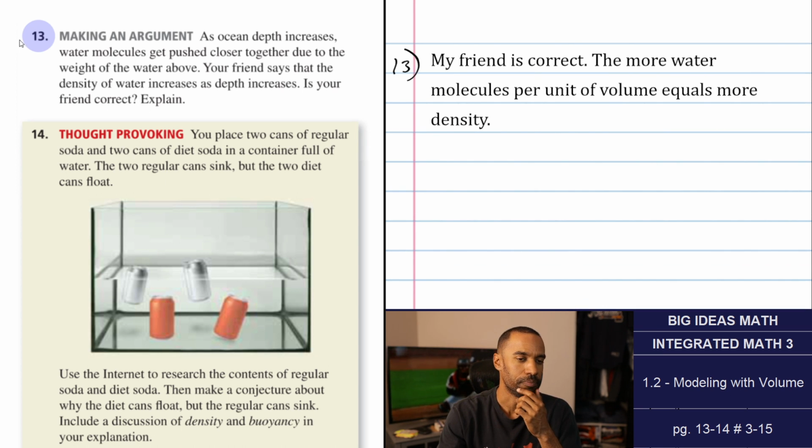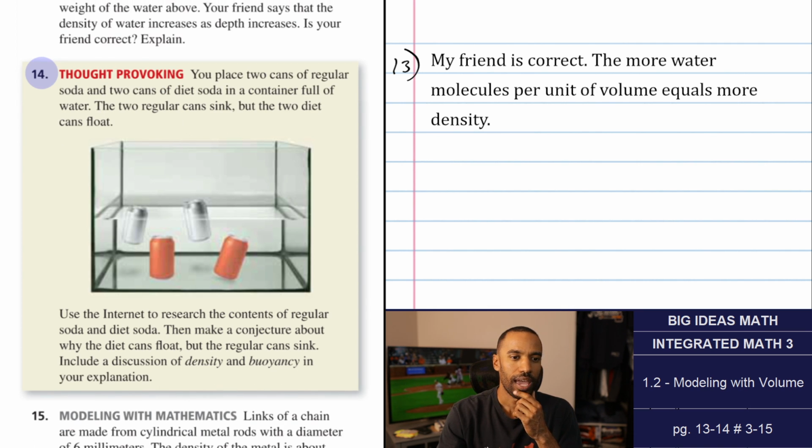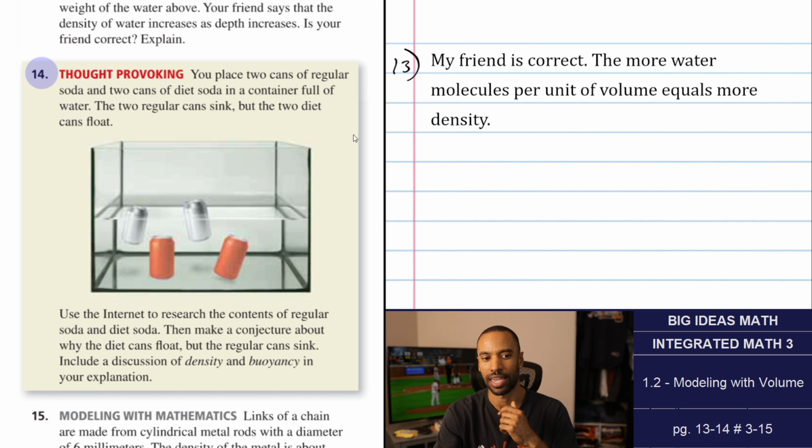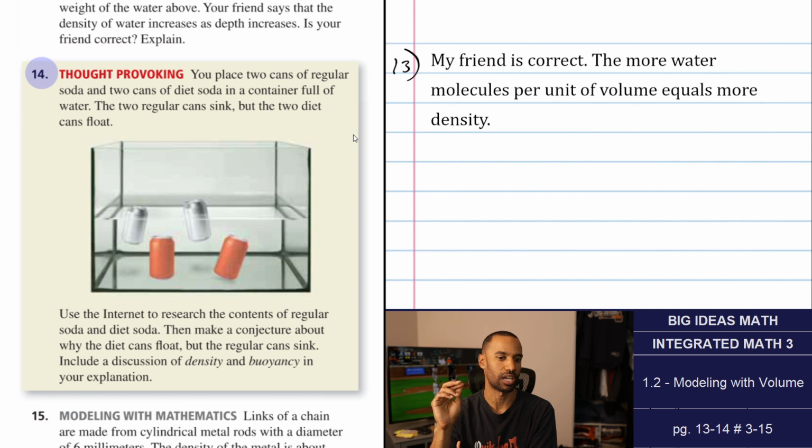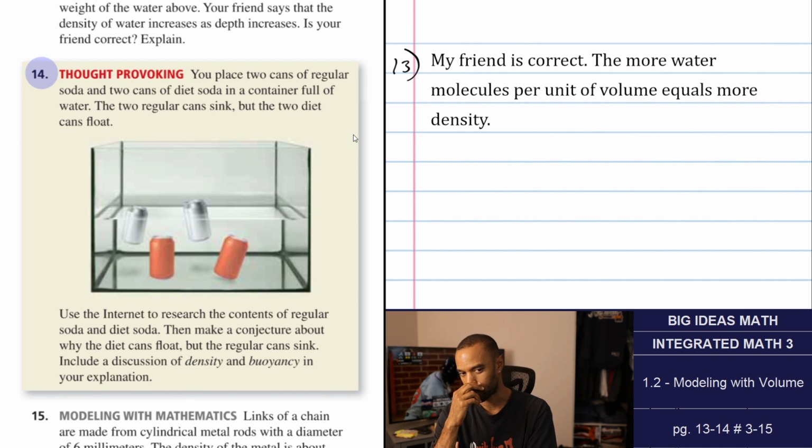All right, number 14. Thought-provoking. You place 2 cans of regular soda and 2 cans of diet soda in a container full of water. The 2 regular cans sink, but the 2 diet cans float. Use the internet to research the contents of regular soda and diet soda, then make a conjecture about why diet cans float and regular cans sink. Include a discussion of density and buoyancy in your explanation.